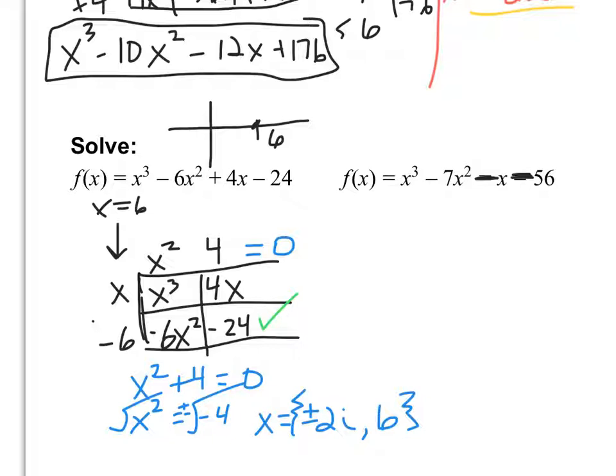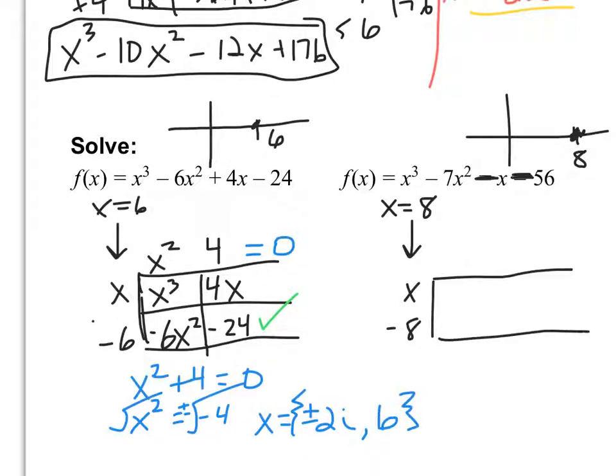Okay. So looking at the next one, I don't see an obvious way to factor. So once again, you're going to graph. And when you graph, you're going to find that there's an x-intercept at 8. 8 is great. So what I'm going to do is divide by x minus 8. First term, first box, x cubed. What times x is x cubed? X squared. Then I get negative 8x squared.